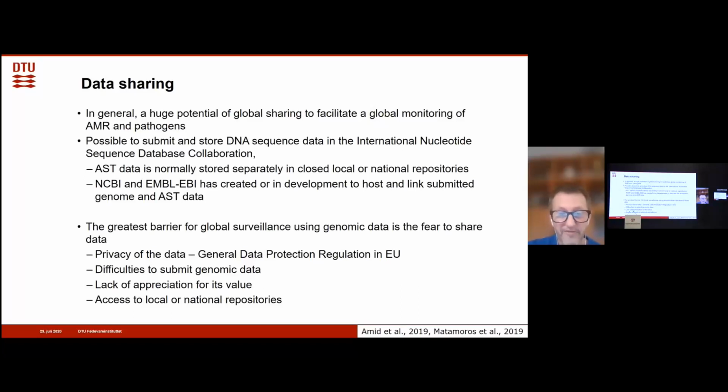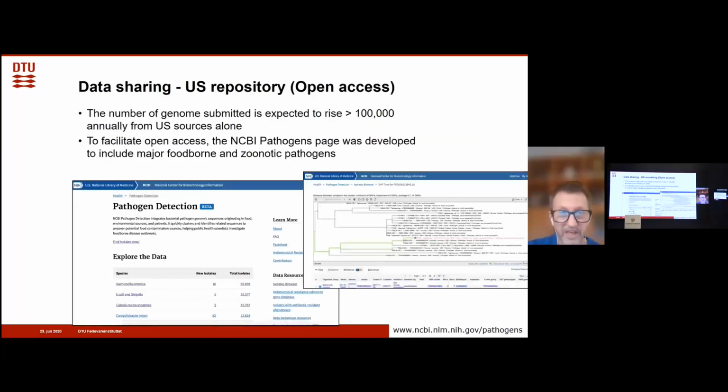Then there's a lack of appreciation of the data. Some might not think the data have any value, but it would actually have value for future backtracing. It could also be for outbreak investigation. It would be needed to have these data available. And then there are, of course, also barriers in terms of access to local or national repositories, in the sense that these might not be accessible in a surveillance or outbreak investigation context.